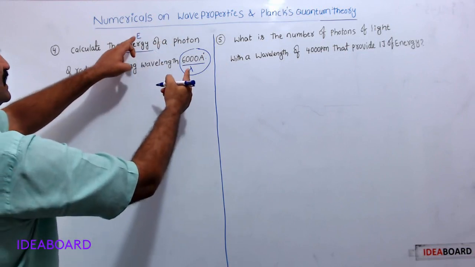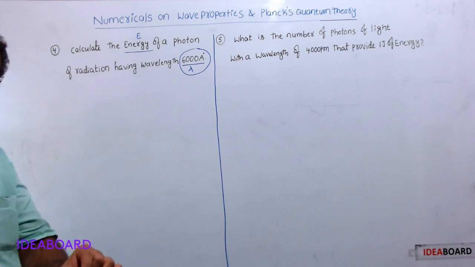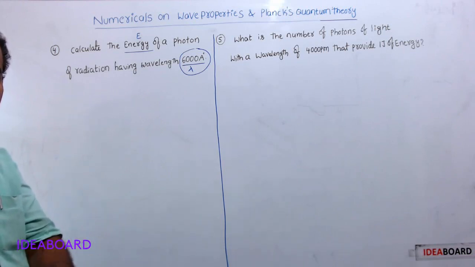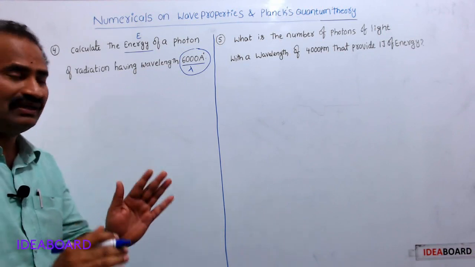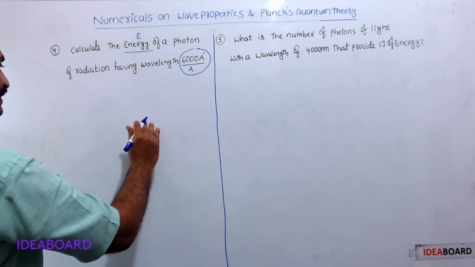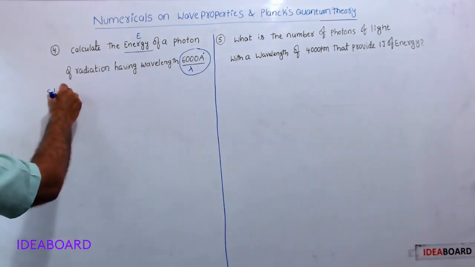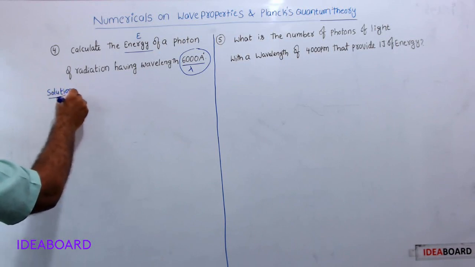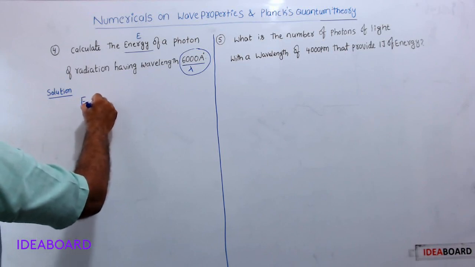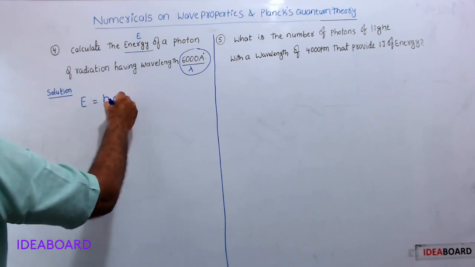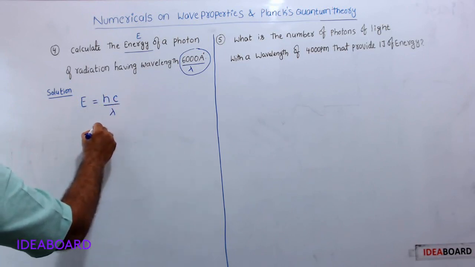So what is the correct relationship between E and lambda? According to Planck's quantum theory, E is equal to h nu. Instead of nu, we can keep c by lambda. Therefore, here required is E is equal to hc by lambda. This is the correct relationship.